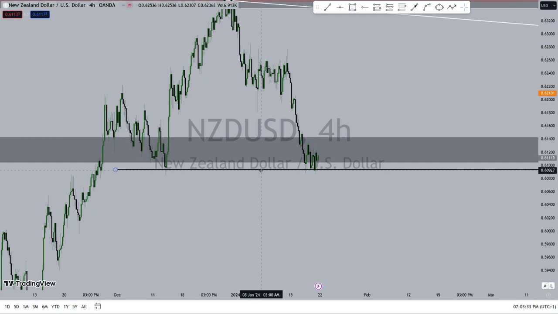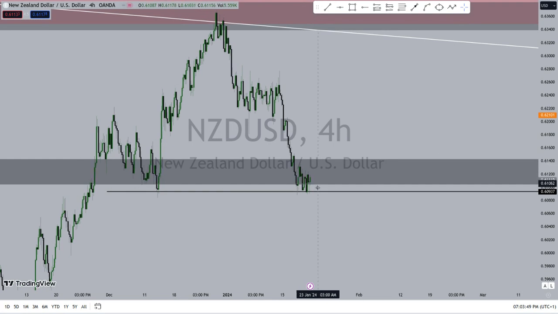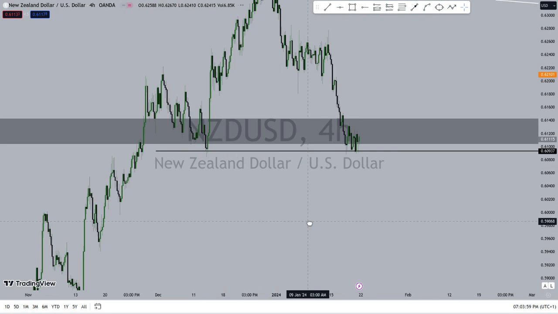Once you can clear 0.60937, then you should be able to hit the level which we projected as our TP. So still watching around this region to see price come and clear this level, then we should be looking to jump in on NZD to the downside. So that's that for NZD.